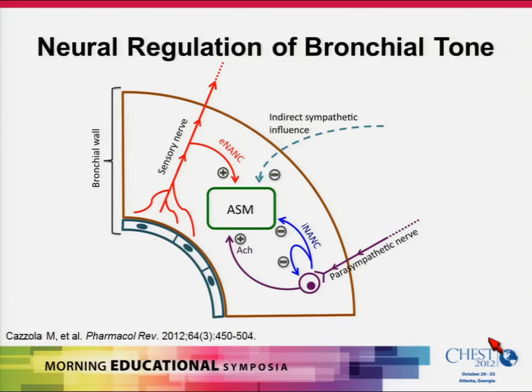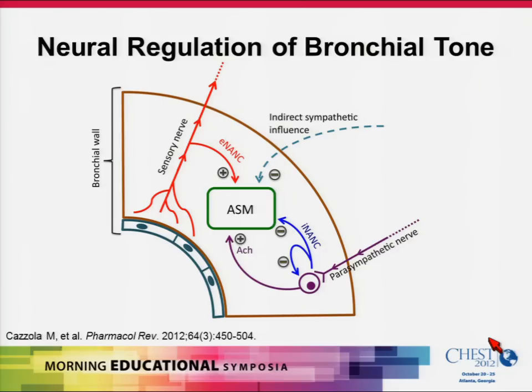Well, Nick has clearly stressed the importance of both bronchodilators and anti-inflammatory agents in asthma and COPD. Because of the time, I cannot describe all emerging therapies for asthma and COPD. I will be focusing on COPD and, if you wish, on the specific asthmatic phenotype that is the neutrophilic asthma.